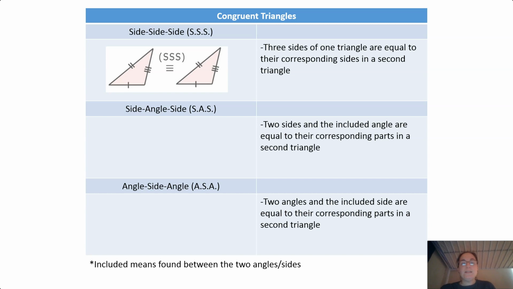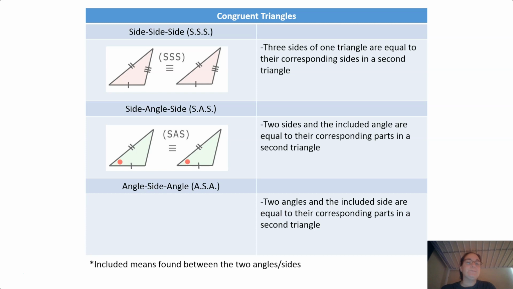Now the next one is side, angle, side. Now I want to note the little asterisk down at the bottom here. It says included means found between the two angles/side, and that's what this means. So 2 sides and the included angle are equal to their corresponding parts in a second triangle. So if you see this, you can see how the angle that's marked is actually in between the two sides. So it's the angle that the two sides are forming. So they're kind of like chomping down on it. That is the angle for side angle side.